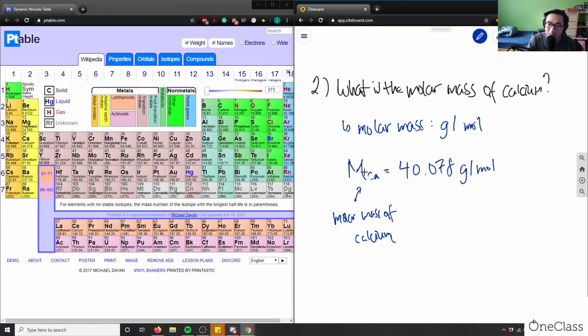So that's my answer here. The molar mass of calcium is this answer. I feel like there's a tool with a square as well. There is. Nice. So this here is our answer, 40.078 grams per mole of calcium.